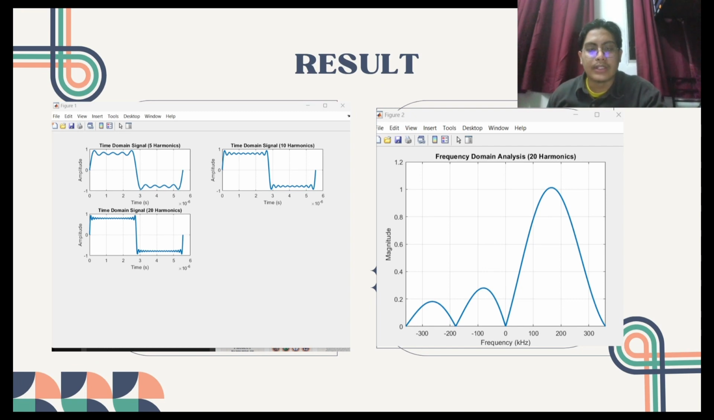And this is the result of the MATLAB coding for the Fourier series. The first one is the time domain signal for 5 harmonics. The second one is the time domain signal for 10 harmonics, and the last one is the time domain signal for 20 harmonics. And this one is the frequency domain analysis for the 20 harmonics of the Fourier series.